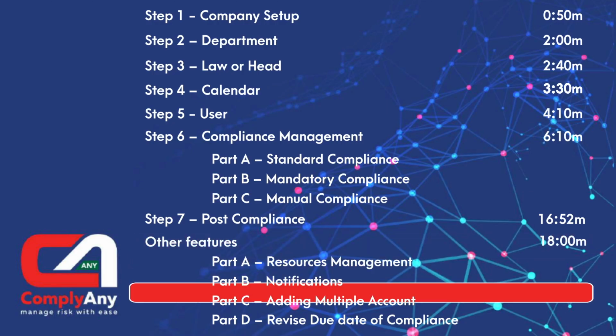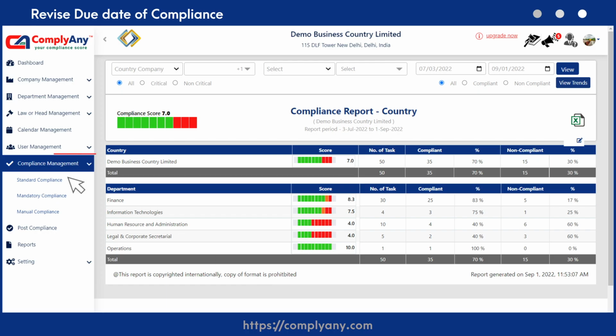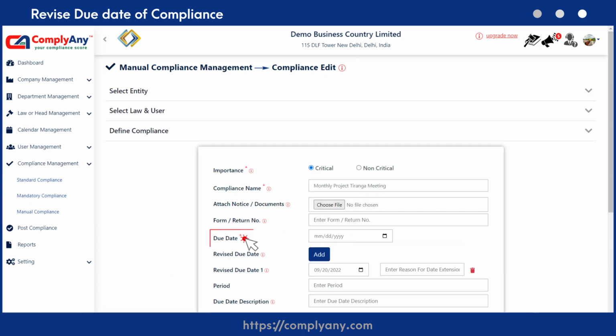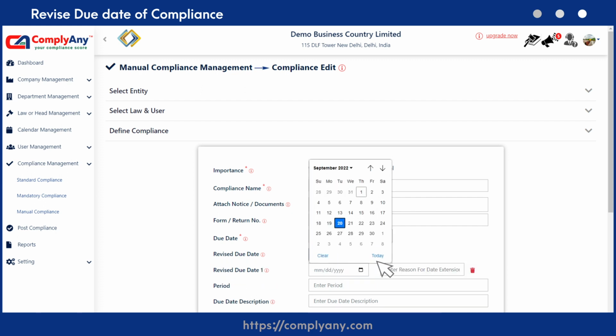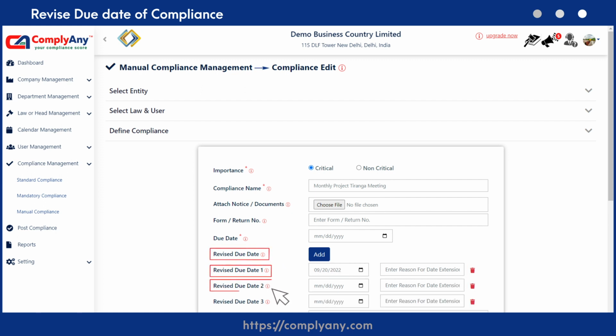Other features. Part D. Revised due date of compliance. Go to Compliance Management, click Manual Compliance, and then click Edit. If you would like to change due date of any open compliance, or if you got a new due date from any government authority, you can revise due date. Click Add against revised due date and enter new due date, and can also enter remarks for it. In case of legal case hearing, you can maintain multiple revised dates and also keep details for all extended dates.